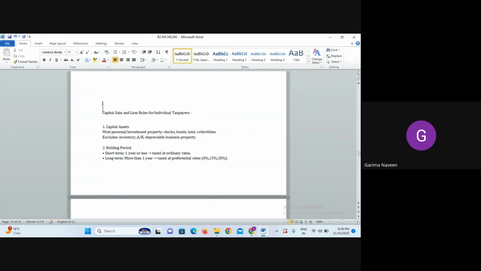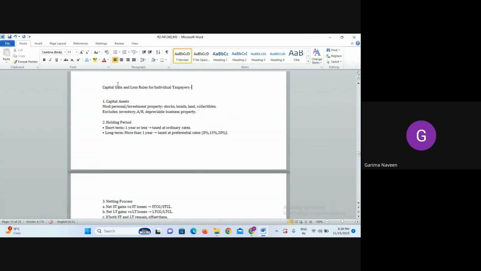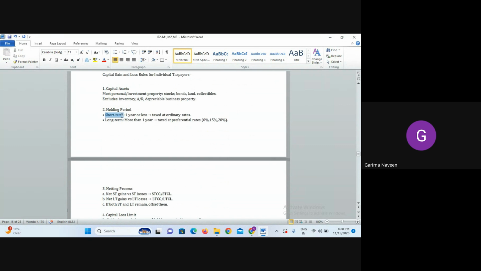Okay, so how are capital gains and losses treated for an individual taxpayer? So if you are selling your capital asset, then it is a capital gain or loss. So how is it treated? If you have short term and long term, short term is taxed at the ordinary rate, whereas long term gain is taxed at the preferential rate.